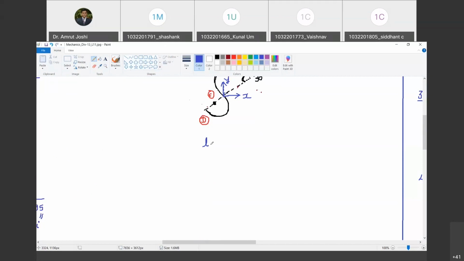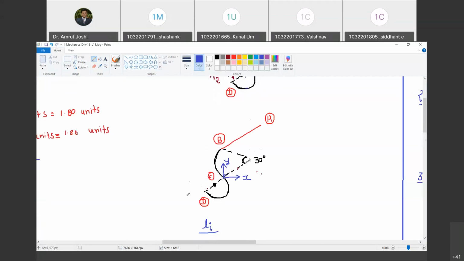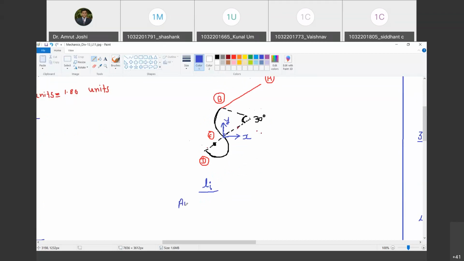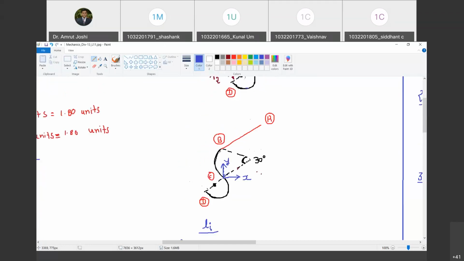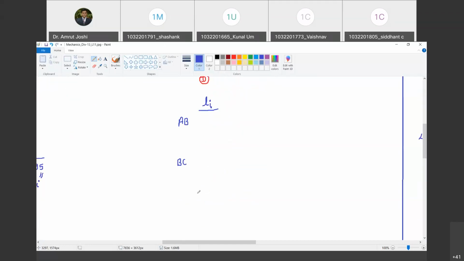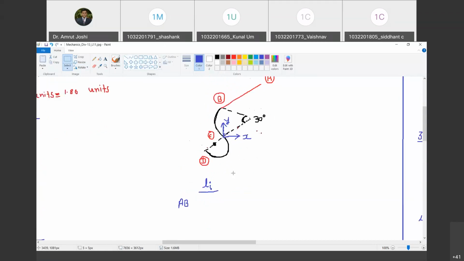We have to calculate lengths of all portions. So I'm going to split it into three parts: AB, the straight line portion; BC, along the arc, it is an arc of a circle; and portion CD, it is a semicircle. Are you with me? Yes, sir. These are the portions. So how do we calculate the length? So AB is easy.